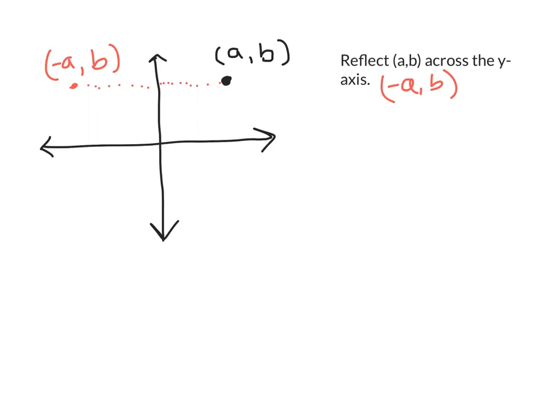All right, let's try something else. This time, I want you to plot where A, negative B should be. Think about it carefully. Well, I know that my x coordinate is the same, and my b coordinate is opposite. So I could tell that this is a reflection across the x-axis. A, negative b.